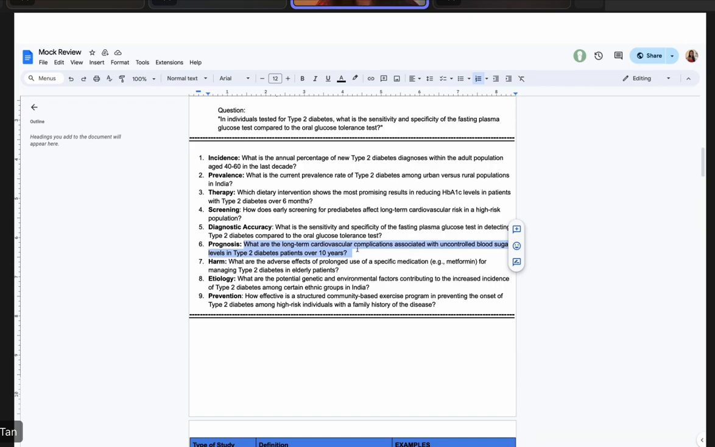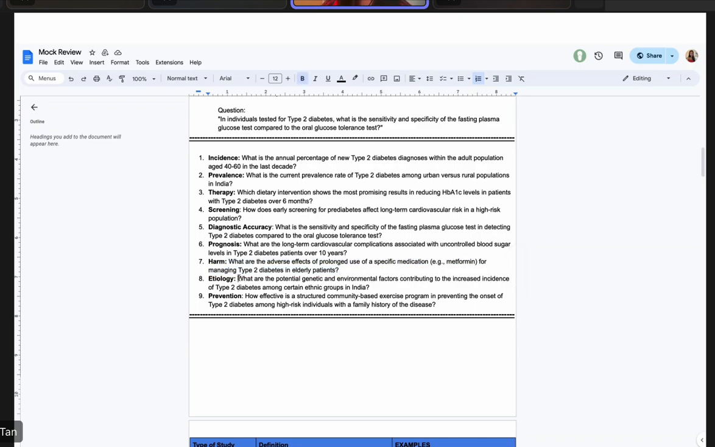So in this example, if we say uncontrolled blood sugar levels, that would be the characteristic that the patient has, and this could be a factor for a bad prognosis. So a bad prognosis, for example, would be having long-term cardiovascular complications. So that's what it means. And then harm, what are the adverse effects of prolonged use of a specific medication, so for example metformin, for managing type 2 diabetes in elderly patients? So these are looking at what the adverse effects are.